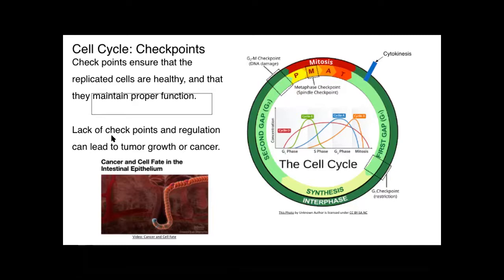Lack of the checkpoints or lack of the regulation is going to lead to unregulated cell growth. If you have unregulated cell growth, it won't always lead to, but it can lead to tumor growth or cancer. And if eventually there is so much unregulated cell growth that pieces of your cells start to break off and overcome what we call anchorage dependence, it will then start to spread, which means that it has metastasized and is spreading to other parts of your body.